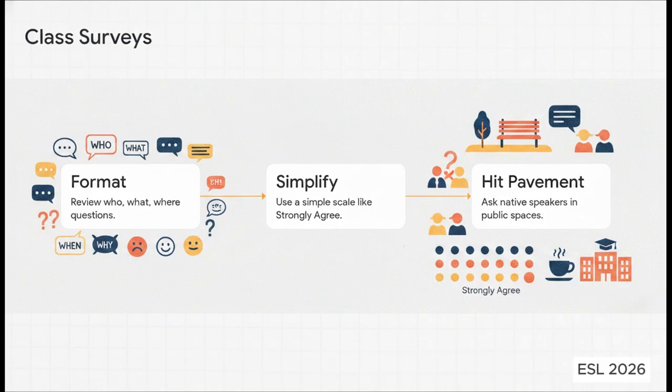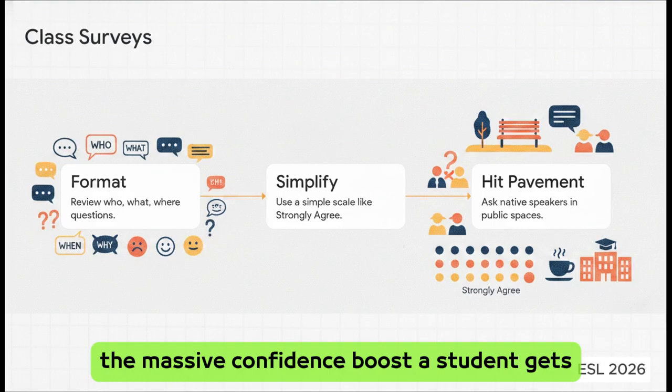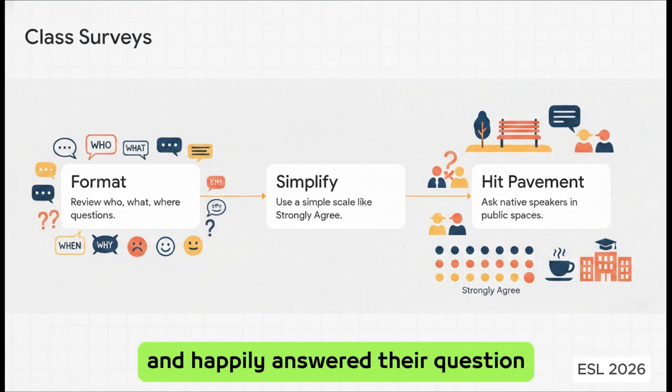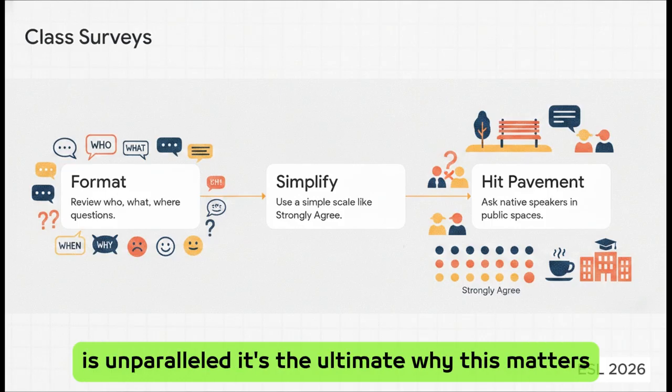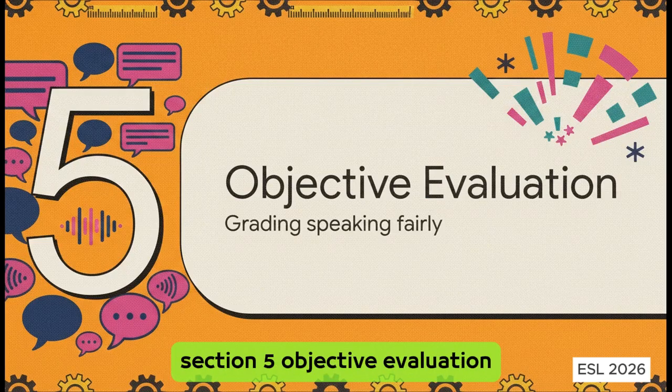And the magic? That happens when they return to the classroom. The massive confidence boost a student gets when they realize a native speaker at a coffee shop actually understood them and happily answered their question is unparalleled. It's the ultimate why this matters moment for their language journey. And that brings us to our final stop, Section 5, Objective Evaluation.